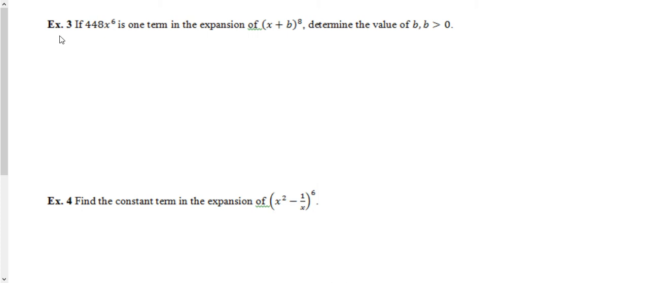In example 3, it's telling you if you had 448x exponent 6 is one of the terms in this expansion here, determine the value of b, so whatever that y value or b value in our question is. So what do we know? We know that we have this term in our expansion. I don't see a second variable here. I don't see an x, y, so most likely that b value is going to be just a number, okay?